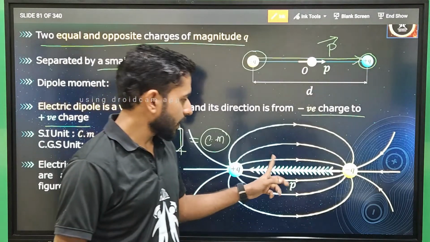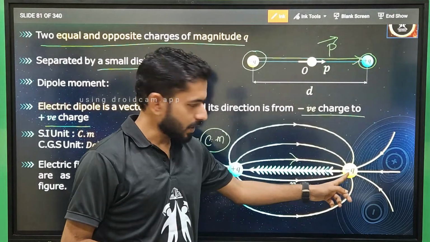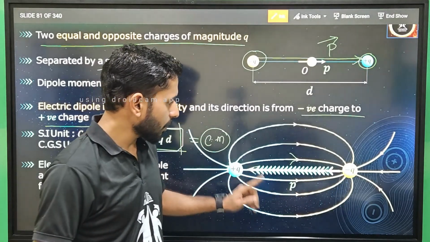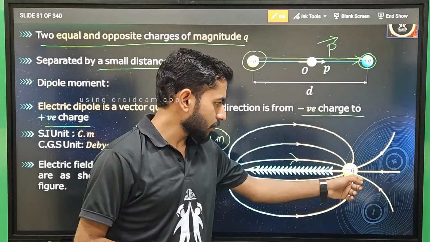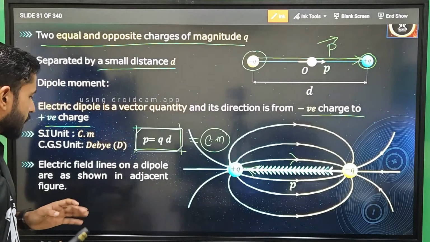See, I have told you that field lines originate from the positive charge and terminate at the negative charge, and this is the direction for the dipole. It is shown here that this is a dipole forming between the positive and the negative charge. The direction is from negative to positive charge. This is what you have to always remember, students.